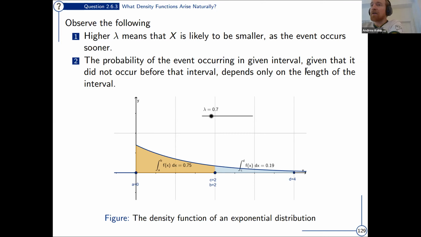Next, the probability of the event occurring in any given interval, given that it did not occur before that interval happened, only depends on the length of the interval. This one's a little hard to wrap your head around, but I encourage you to write this down in slightly more mathematical terms. We're saying the probability of something happening in a given interval, so that's p, that the x variable is between a and b, given that it did not occur before that interval, depends only on the length of the interval, so the expression should just depend on b minus a, in other words. You can write this one down to practice.